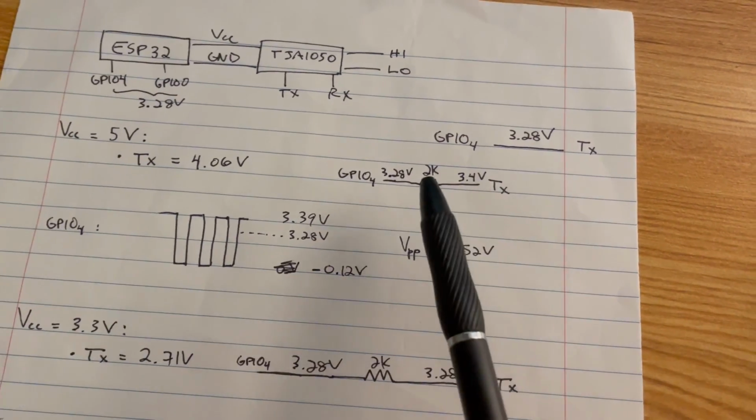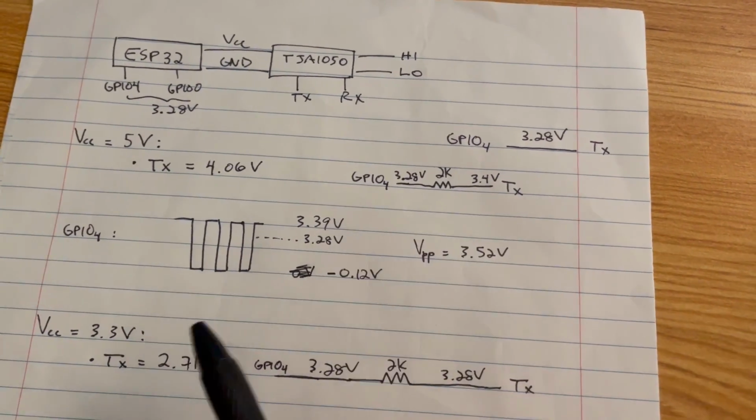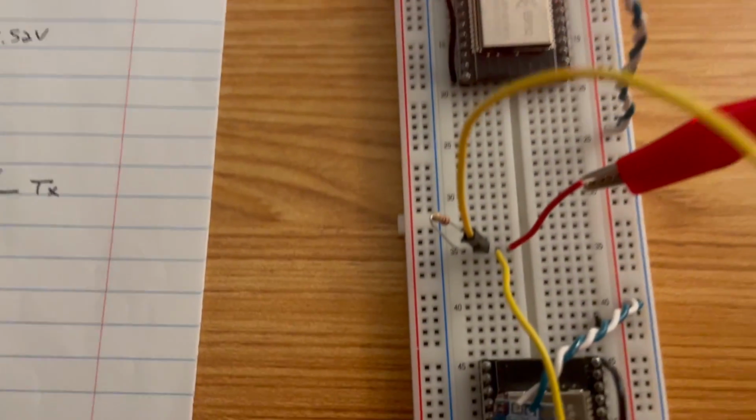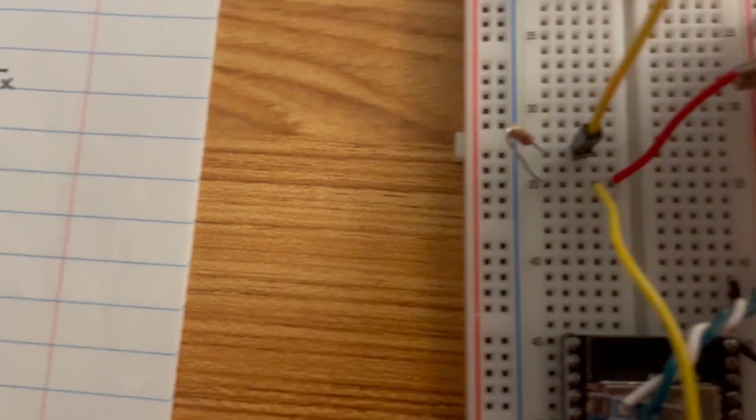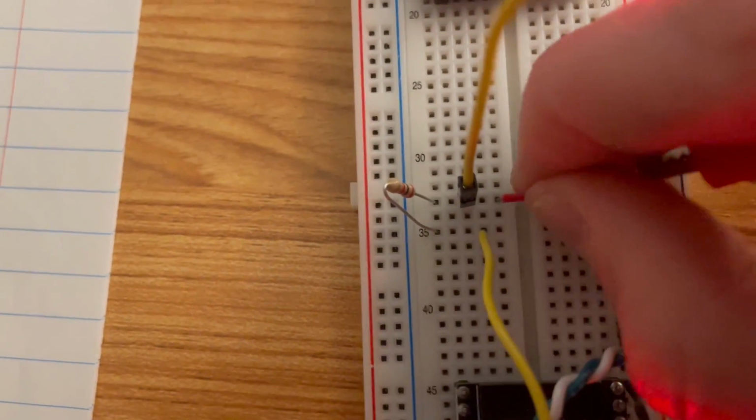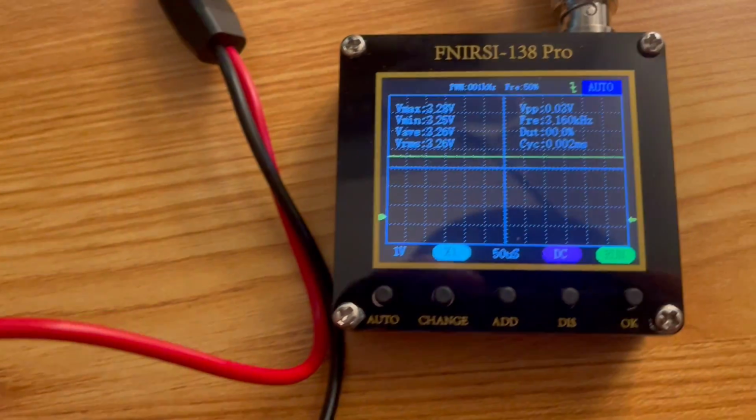Okay, so then I was curious, what happens if we put a resistor in between the two signals? So let's move this here and we'll move the probe to the side going into the microcontroller because that's what we care about.